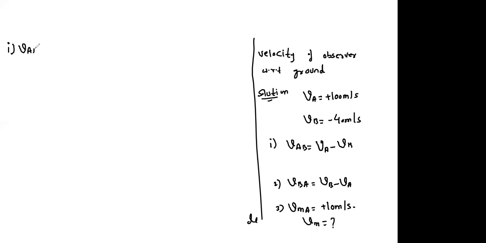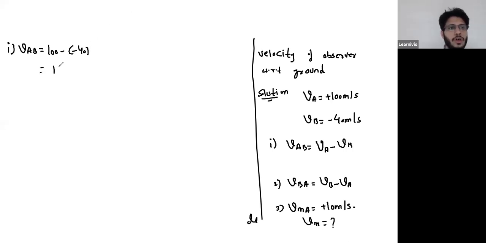So VAB is 100 minus minus 40. So it comes out to be 140 meter per second. If I solve VBA, VB minus VA, so VB is minus 40, VA is minus 100. So that's minus 140 meter per second.